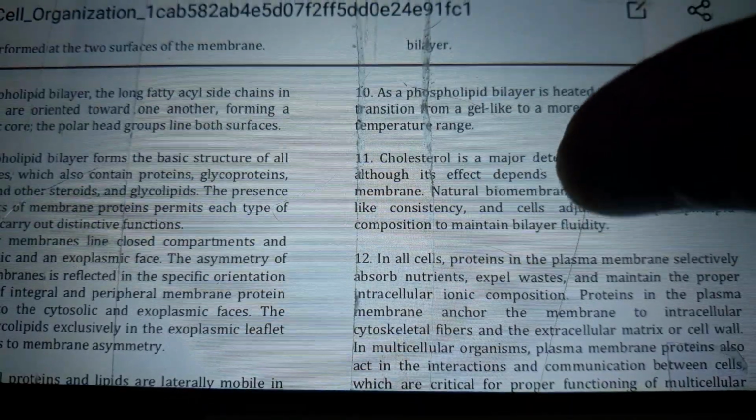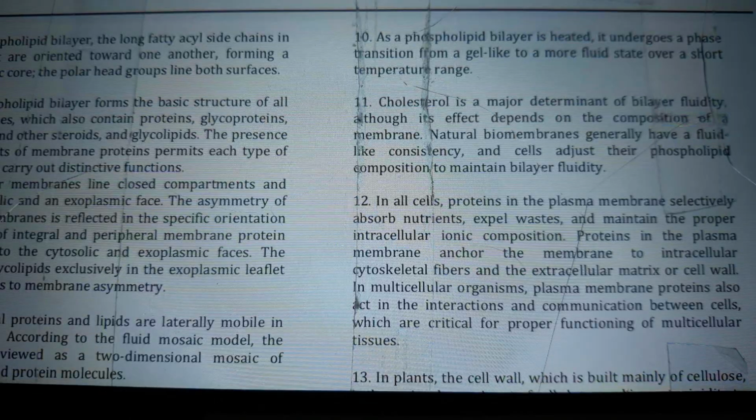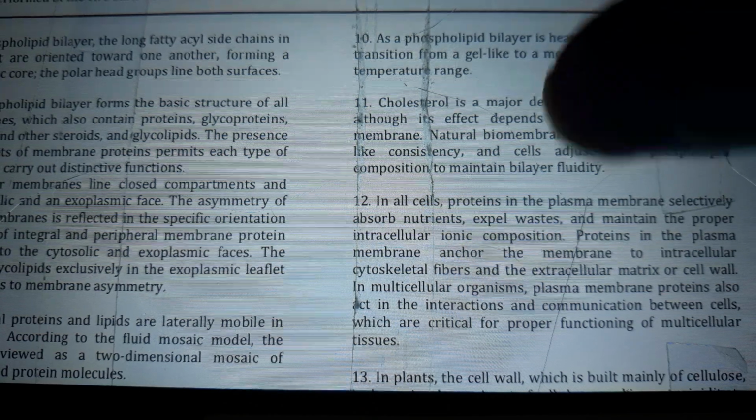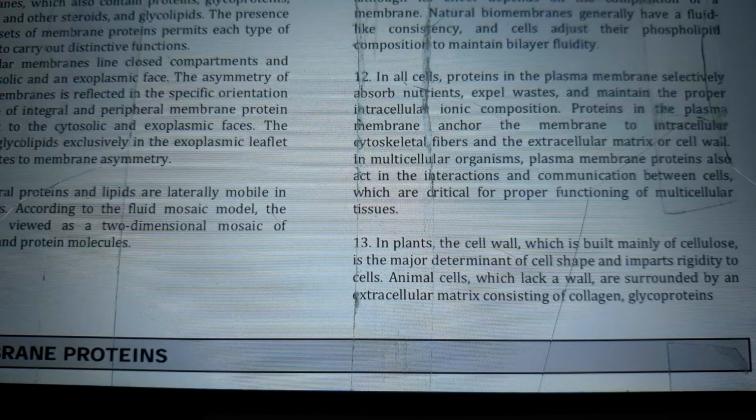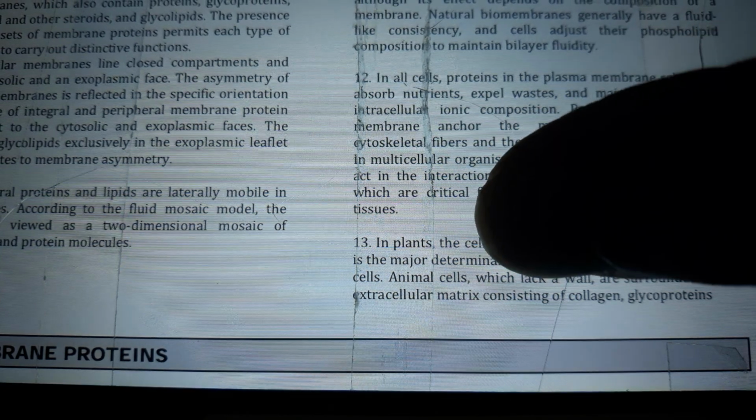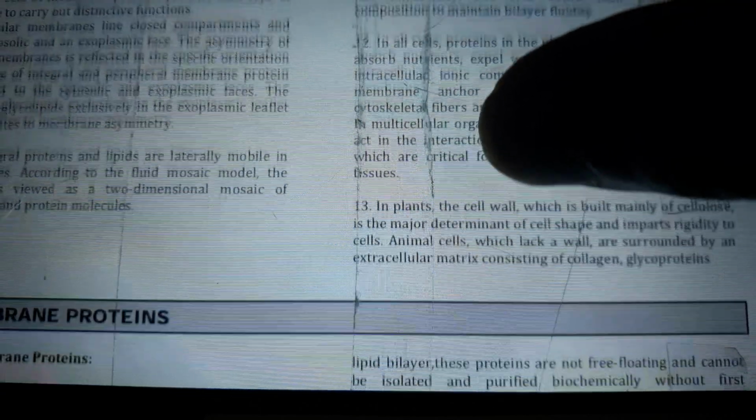As a phospholipid bilayer is heated, it undergoes a phase transition from gel-like to a more fluid state over a short temperature range. Cholesterol is a major determinant of bilayer fluidity. Although its effect depends on the composition of a membrane, natural biomembranes generally have a fluid-like consistency, and cells adjust their phospholipid composition to maintain bilayer fluidity.